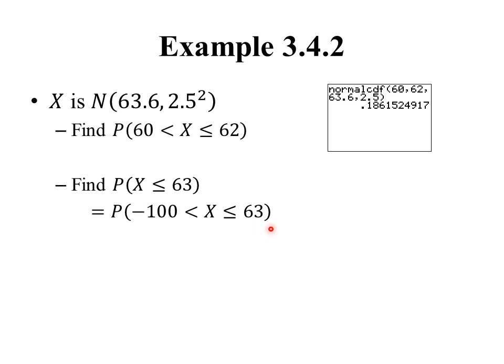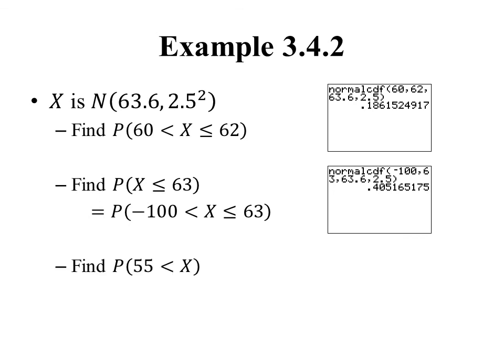And so now we have a lower bound and an upper bound, and we can enter that into our calculator. Here's our lower bound, negative 100. Here's our upper bound, 63. Here's our mean. Here's our standard deviation. Those haven't changed. You hit enter, and you get your probability, 0.405.